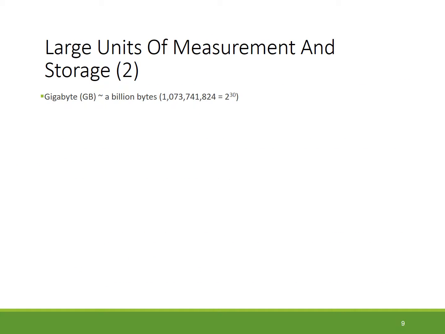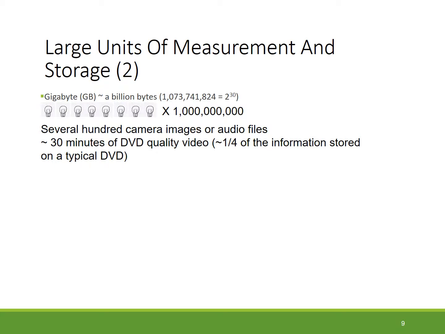Looking then at a gigabyte, which is roughly 1 billion bytes. 1 billion letter As. Several hundred camera images or audio files. 30 minutes of DVD can be held in a gigabyte. So it's about a quarter of the information that can be stored on a standard DVD.